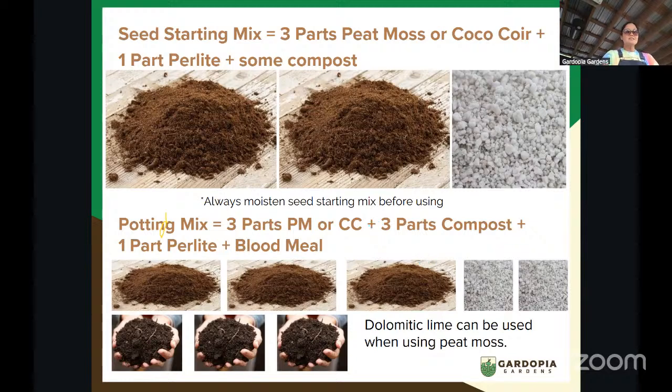If y'all ever see dolomitic lime, this can be used when using peat moss to make sure that your pH is at about 6 or 7. The lime is very basic.